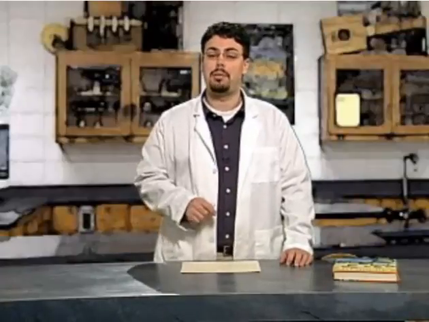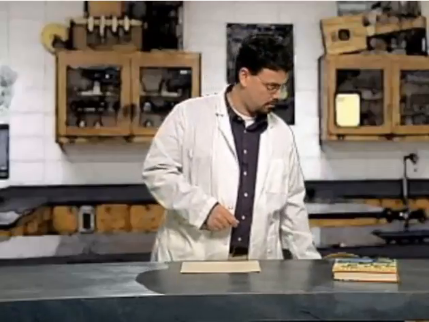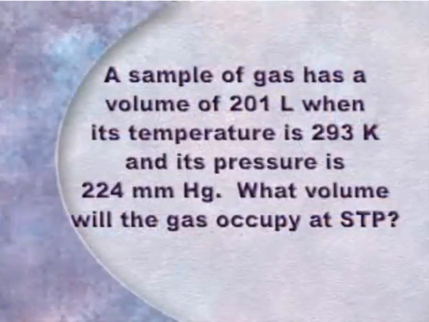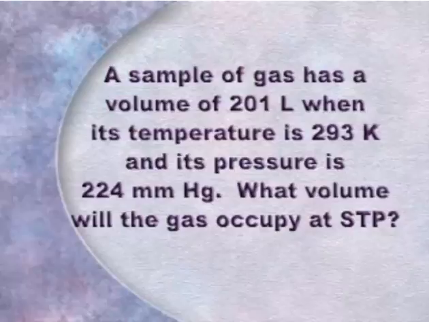I stated a problem to begin our lesson today. Let's solve it now. Don't forget your math hat. A sample of gas has a volume of 201 liters when its temperature is 293 Kelvin and its pressure is 224 millimeters of mercury. What volume will the gas occupy at STP?